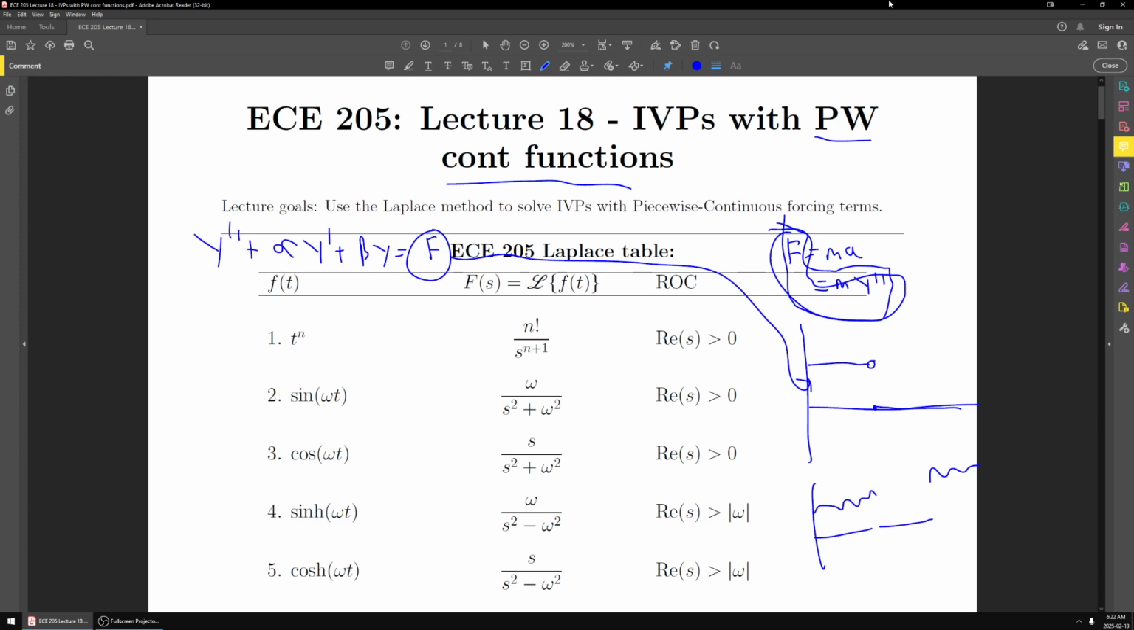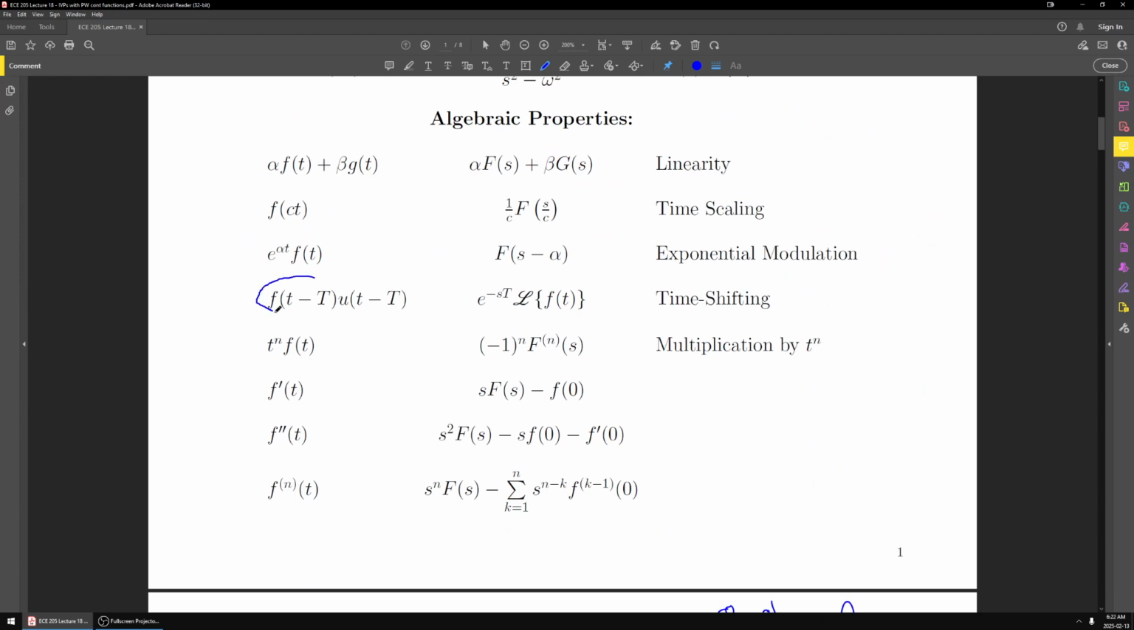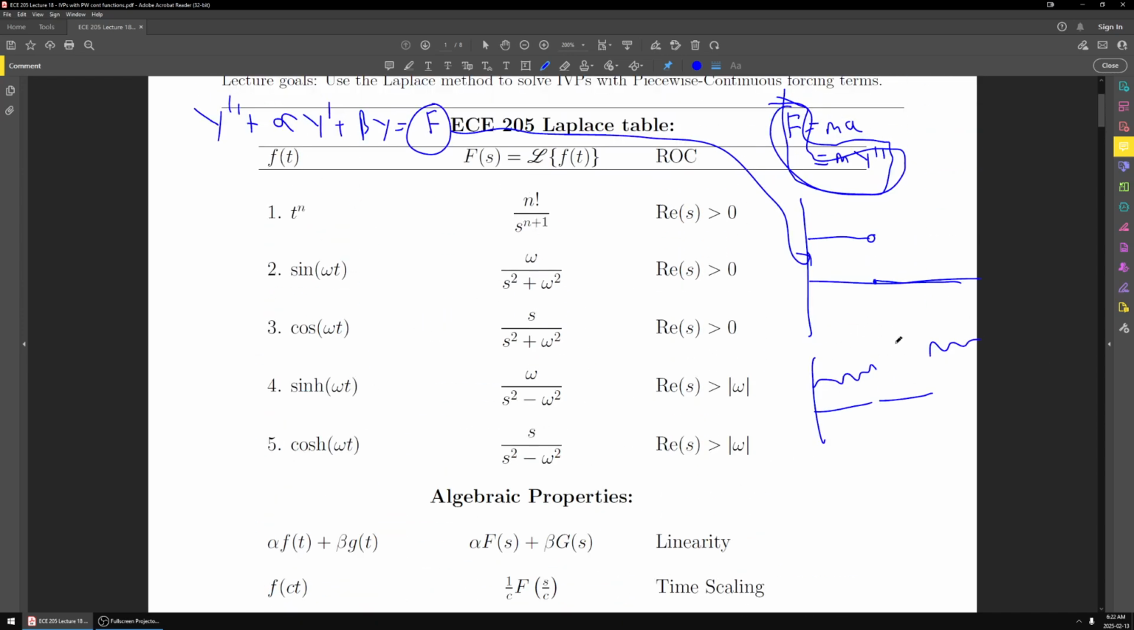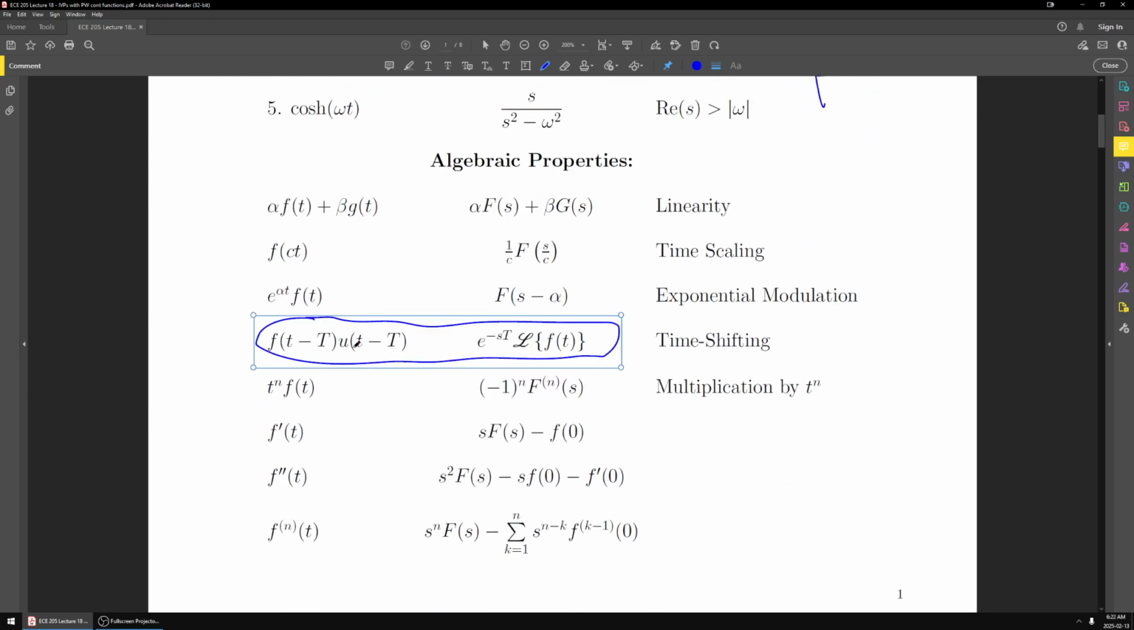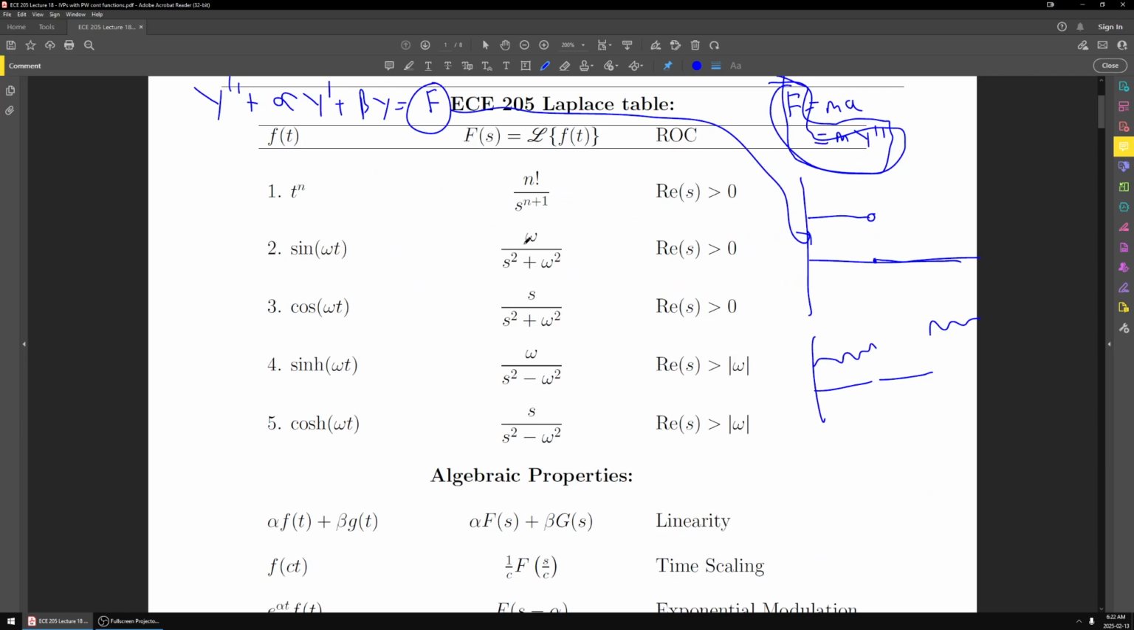So lucky for us, we have this formula down here that we derived, the time shifting formula, that allows me to compute Laplace transforms of things that turn on and off with the step function. And it also turns out that all these piecewise continuous functions can be written as a weighted sum of Heaviside functions. So if I put these two things together, I can solve these equations with the piecewise continuous forcing terms by doing the Laplace method and literally just reading things off the table, just like we did in the previous lecture, right?